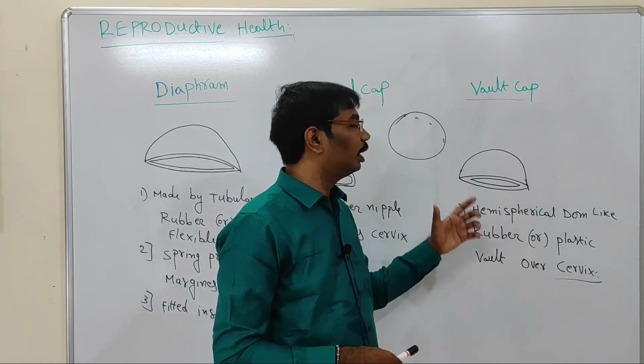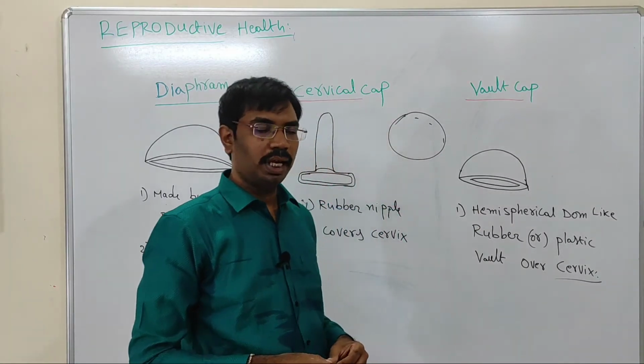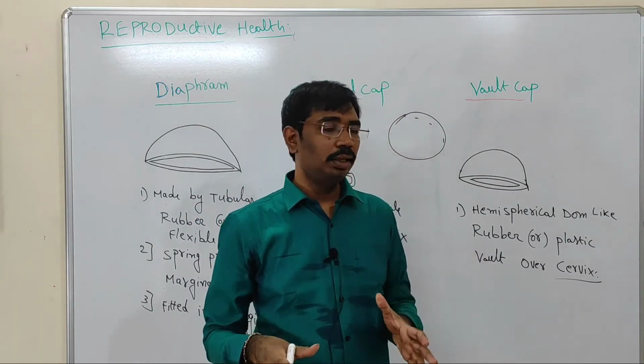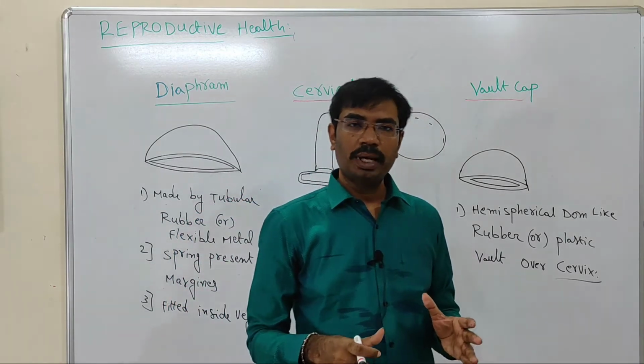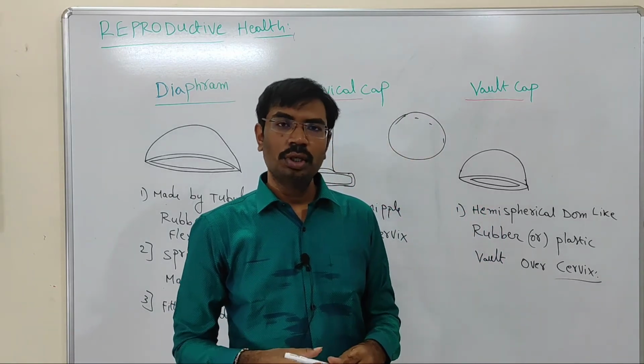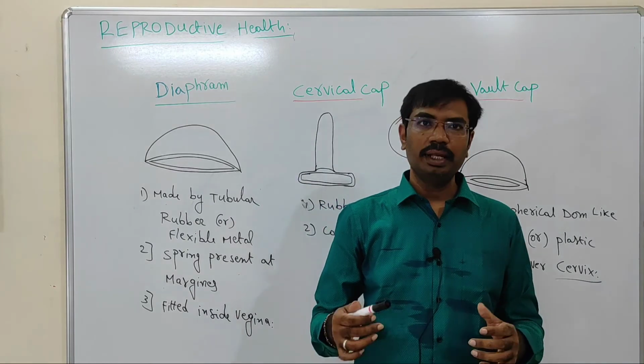So these are the three types of barriers. The barriers are not permanently fitted inside the female body. They can be removed and reinserted, like condoms. So this is about barrier methods.